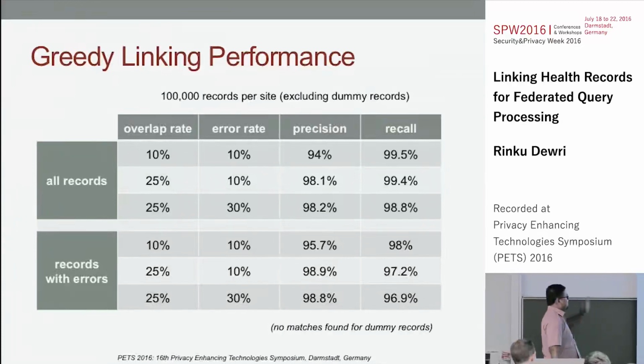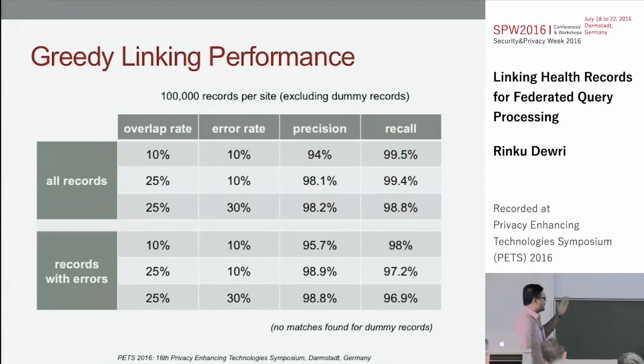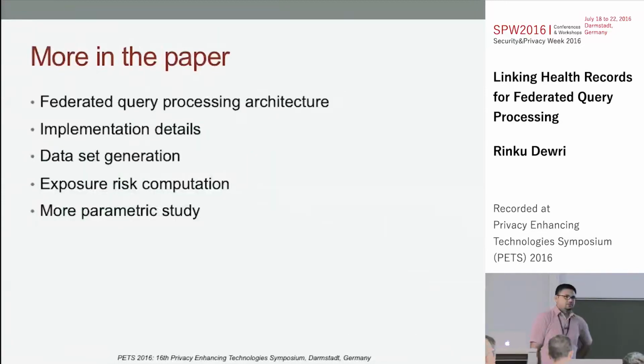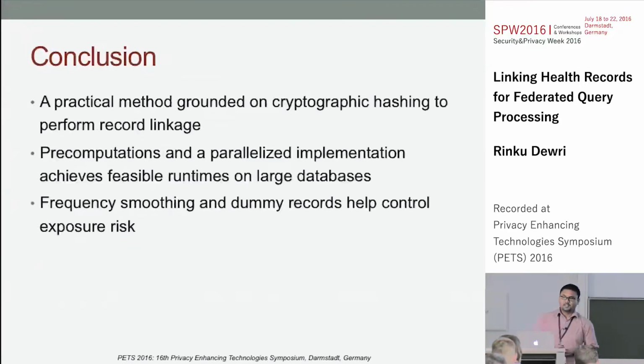The precision and recall, that is the ability to match the records, were pretty good, close to 98% in both cases. Again, there's more in the paper about the whole processing architecture, how we generate data sets, our implementation, and how we compute the exposure. All of that you can find in the paper.